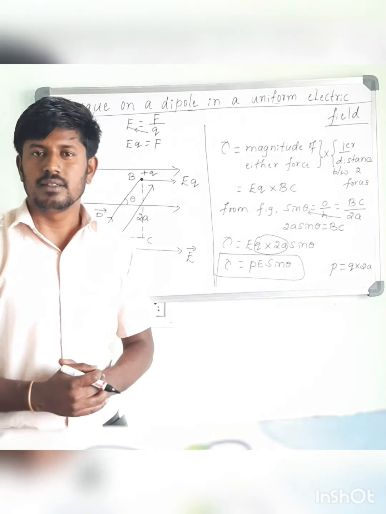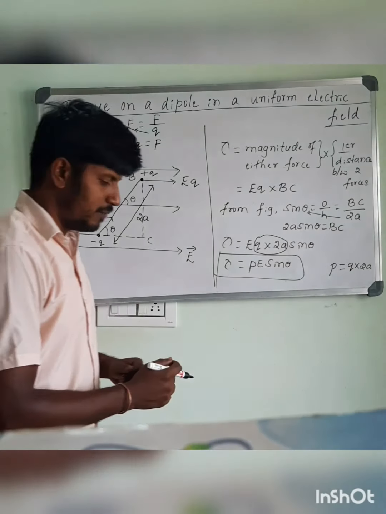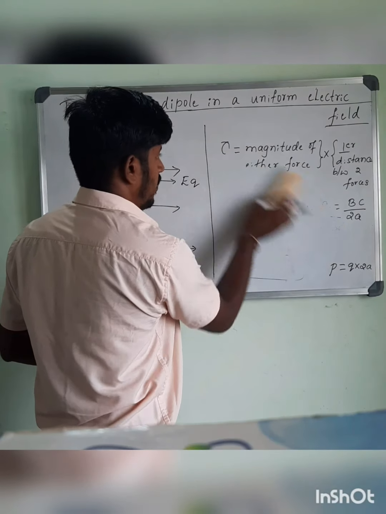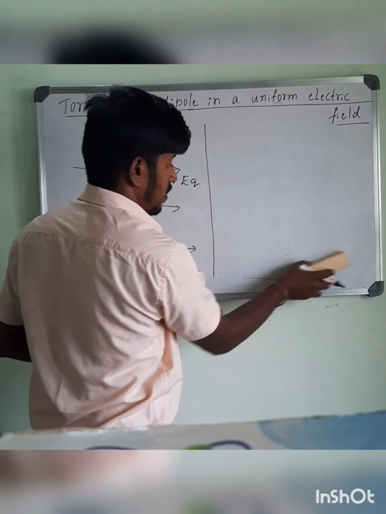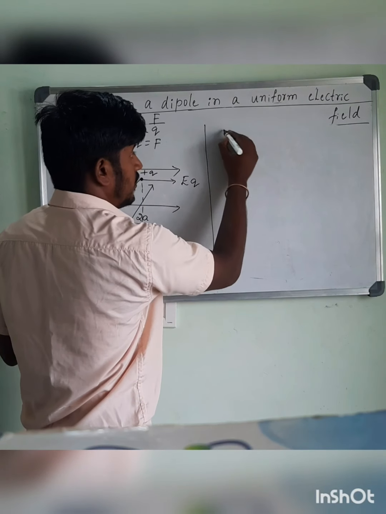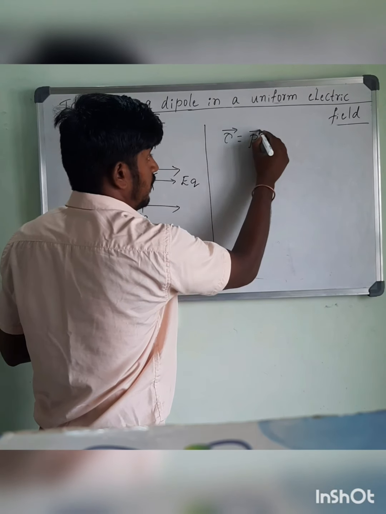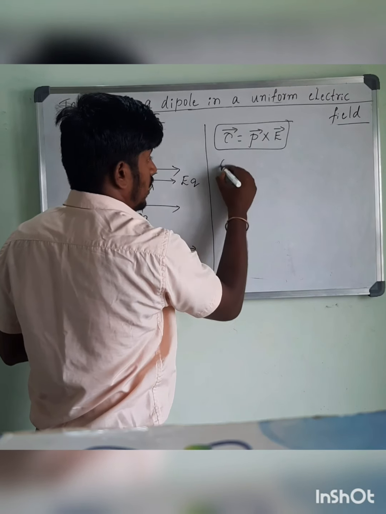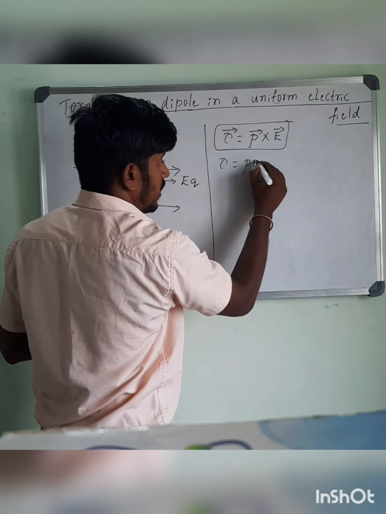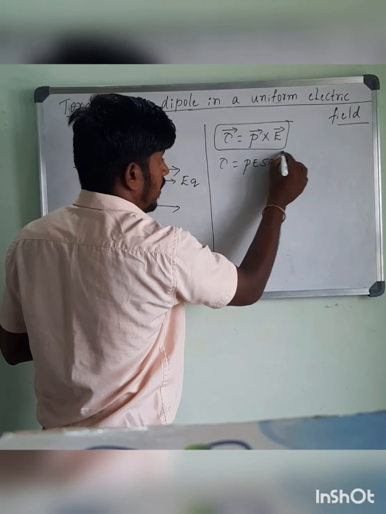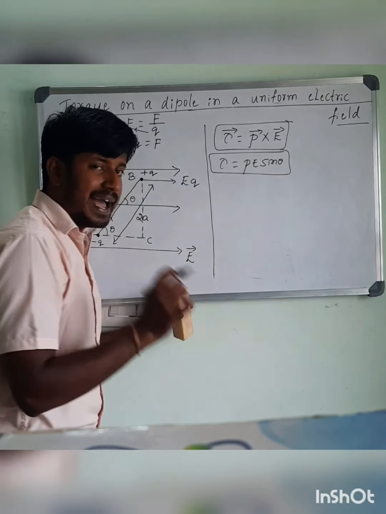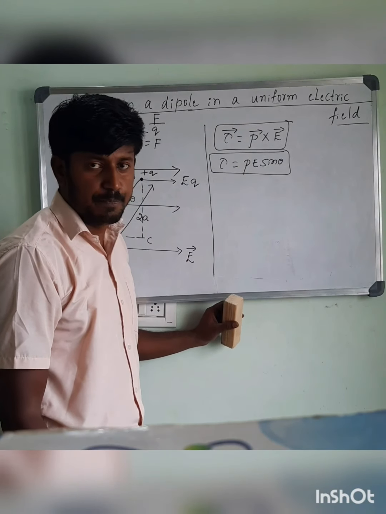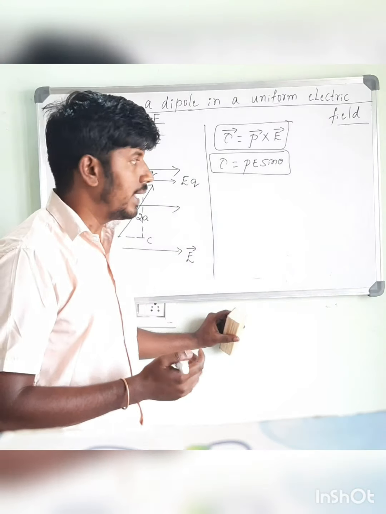Also we can write the torque in vector form, and it is given by tau vector is equal to P vector cross E vector. This is in vector form. And the magnitude is tau is equal to PE sin theta. This is in scalar form, where theta is the angle between the dipole moment and the electric field.